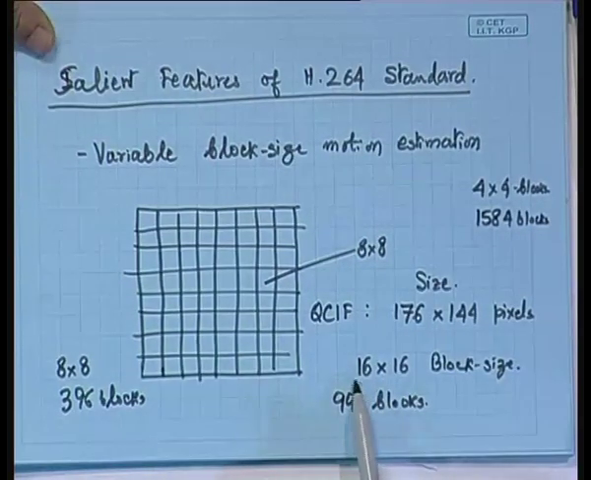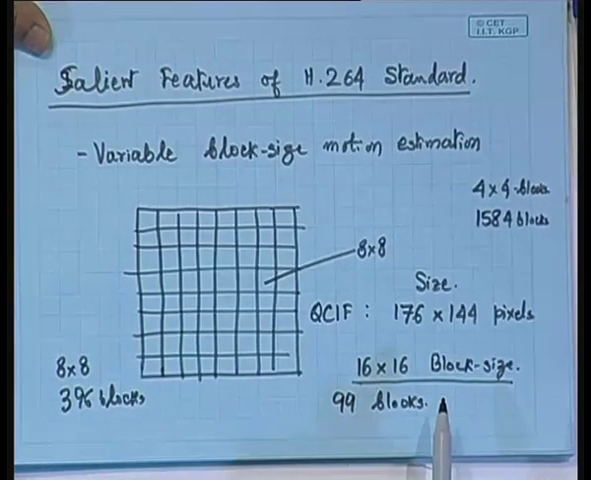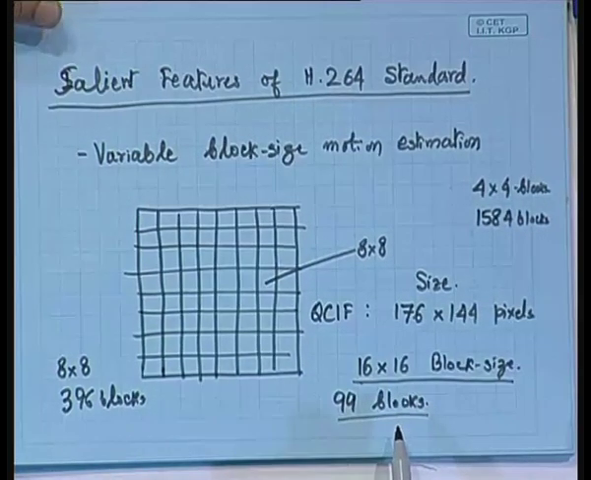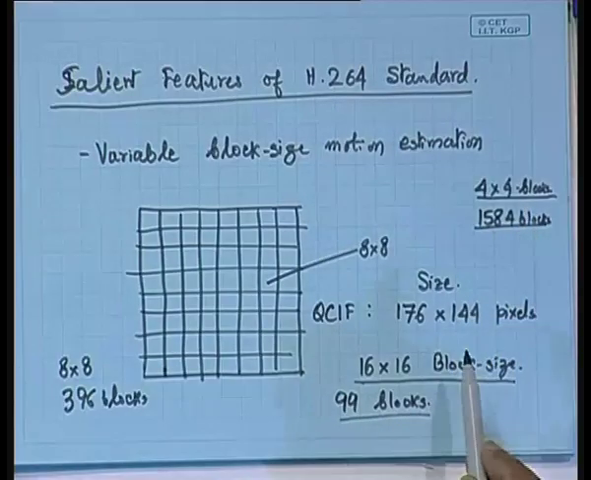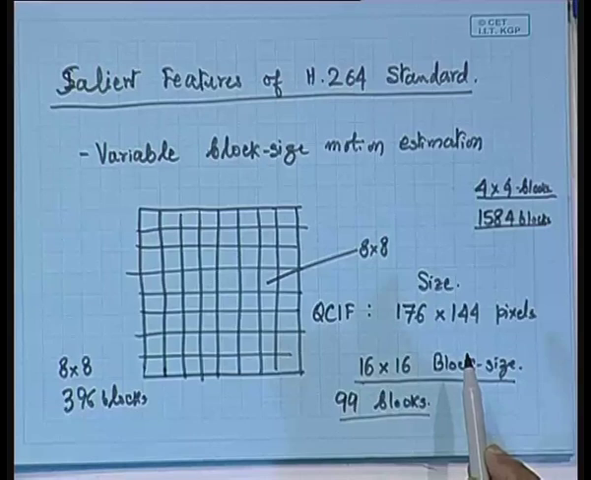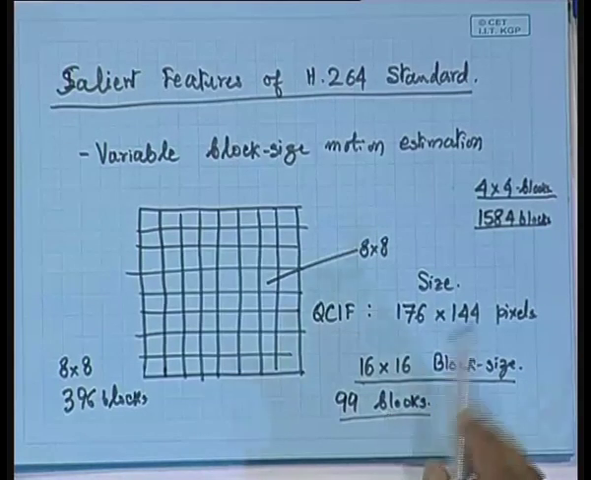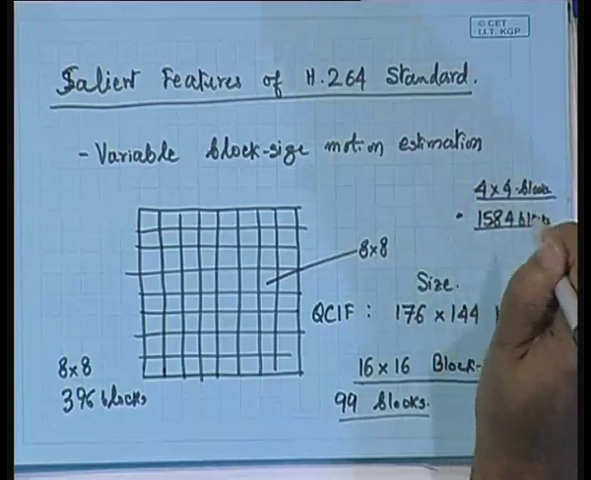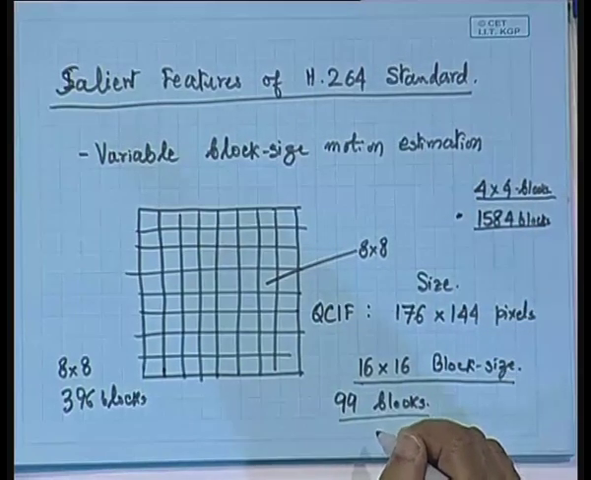Now, if I look at the number of bits consumed in estimating the motion vectors, then 16 by 16 is definitely the best, because only 99 motion vectors are to be transmitted. Whereas, if I use 4 by 4 block size, then 1584 motion vectors are to be transmitted, 16 times as many. Naturally, encoding the motion vectors will consume many more bits. So, definitely from that point of view, the larger the block size is, the better it is for us. If we could make it 32 by 32, still better.